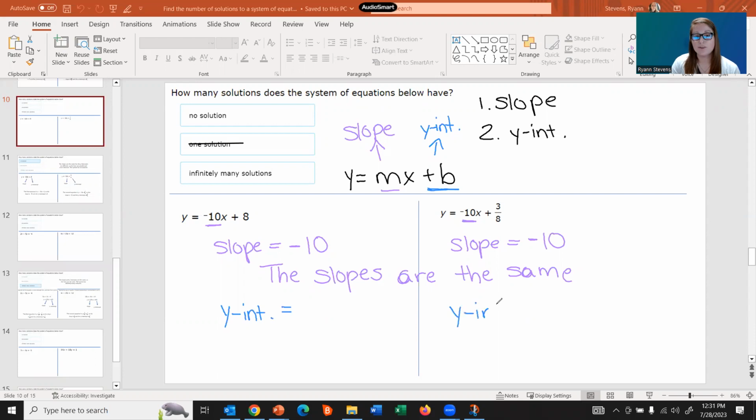The y-intercept of the first one would be this plus 8. You could write plus 8 or you could just write 8. Remember, if we just write the number 8, it is automatically positive. And then for the second equation, we have a plus 3/8. So one of them has a positive 8 and one of them has a plus 3/8 as a fraction. And so the y-intercepts are different.